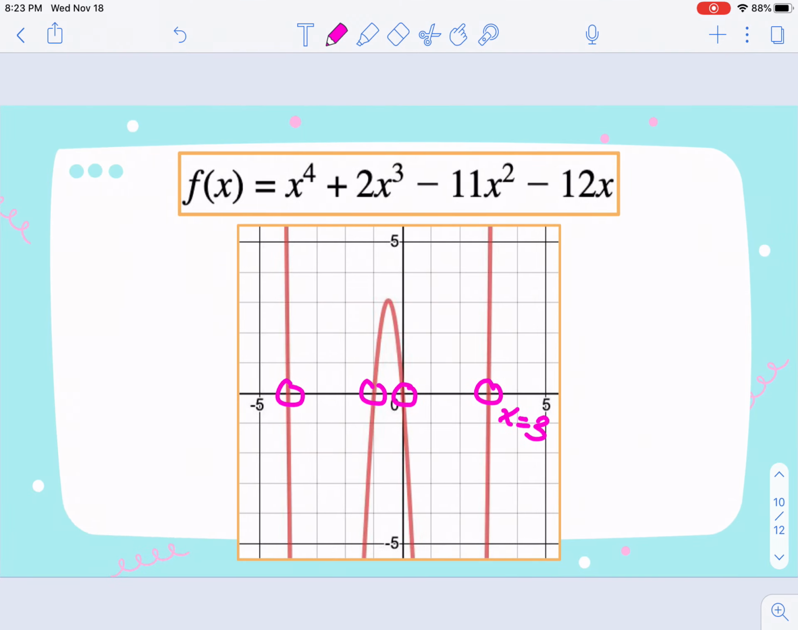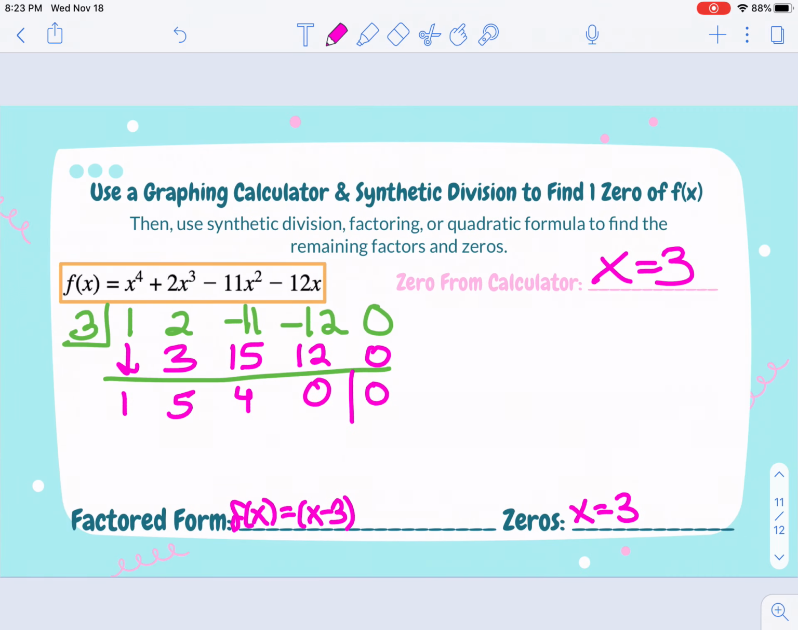So then I see that I also have x equals 0. So let's continue to use synthetic division. So if I bring down the 1, I have 1 times 0 is 0, 5 plus 0 is 5, 5 times 0 is 0, 4 plus 0 is 4, 4 times 0 is 0, 0 plus 0 is 0. So we do get a remainder of 0. So now we know that x equals 0 is a solution, and our factor is x.